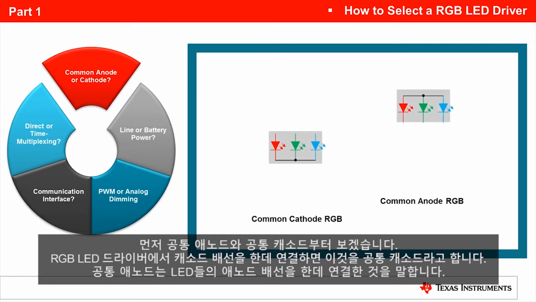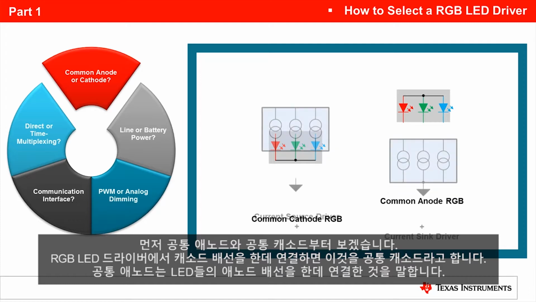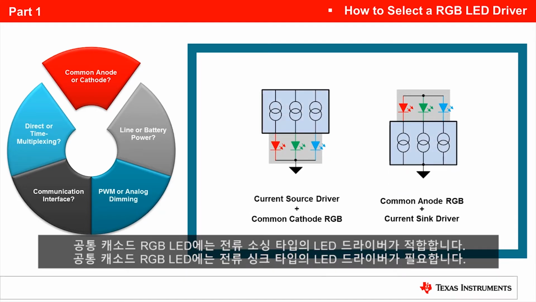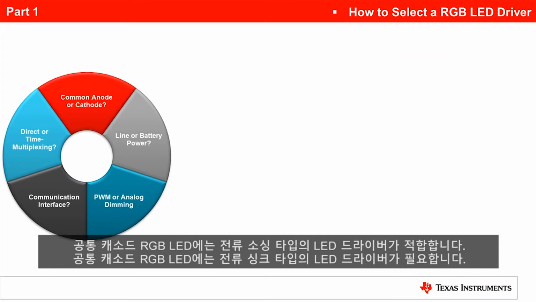For RGB LED drivers, if the cathode connections are tied together, we call that a common cathode, while common anode means LEDs with anode connections are tied together. For the common cathode RGB LEDs, the current source type of the LED driver is the right pair. On the other hand, the current sink type of LED driver is necessary for common anode RGB LEDs.